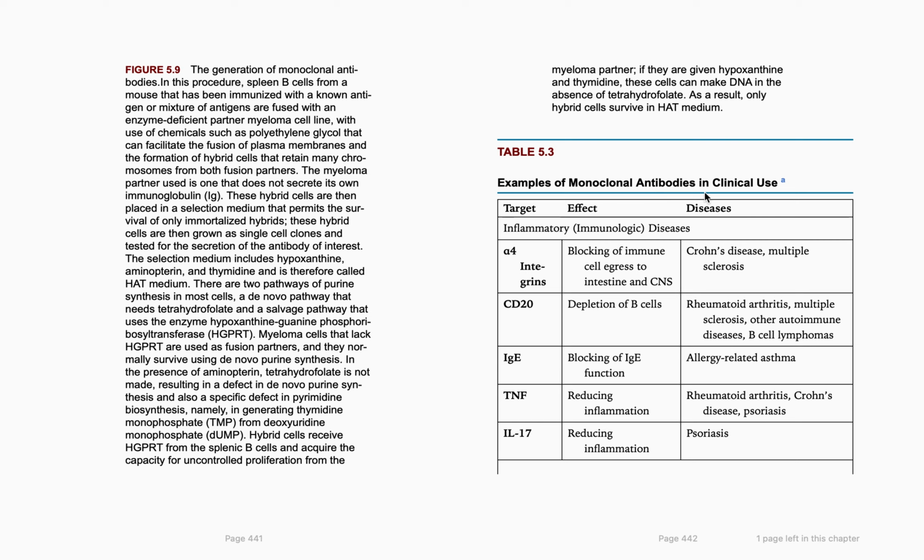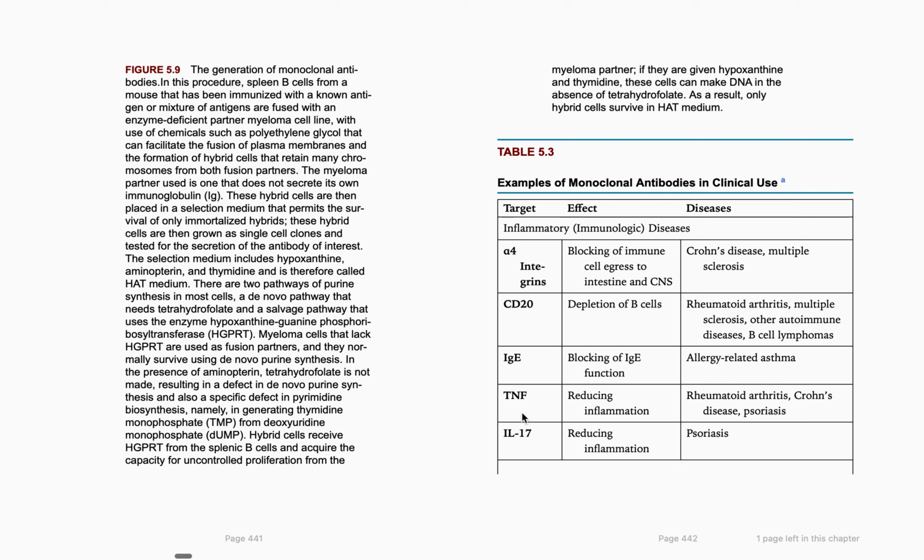Examples of monoclonal antibodies in clinical use. We have alpha 4 integrin, blocking immune cell ingress to the intestine and CNS. This is used for treatment of Crohn's disease and multiple sclerosis. We have CD20, the effect is depletion of B cells. They are used in rheumatoid arthritis, multiple sclerosis, and other autoimmune diseases, and B cell lymphoma. We have IgE, which is blocking IgE function. They are used in allergic asthma.